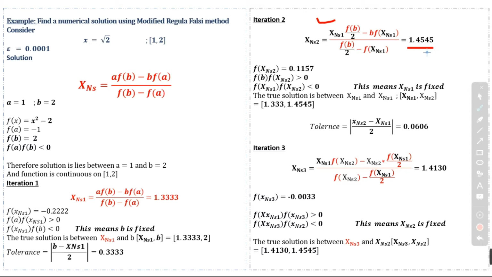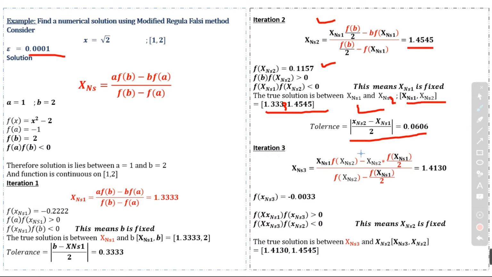We calculate the value of the function at this point x2, and this is equal to this one. And again we check the sign of the function: the product of f(b) and f(x2) is greater than 0, and the product of f(x1) and f(x2) is less than 0. This means x1 is fixed. The true solution is between x1 and x2. Sorry, this here will be x2. It is our new interval, that is 1.333 and 1.4545. And we check the tolerance in our solution. This is still greater than 0.0001.